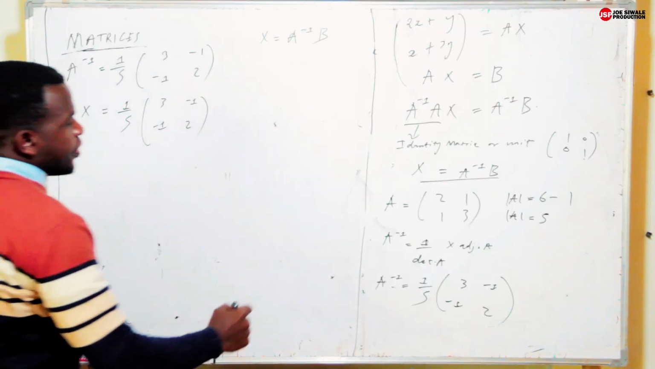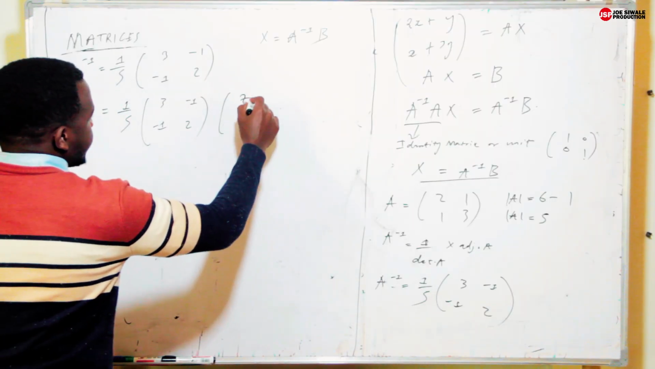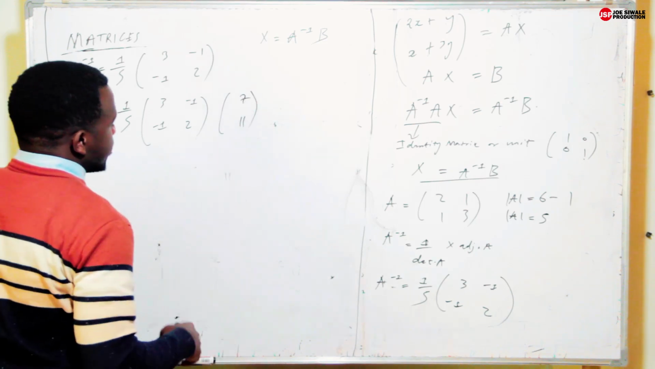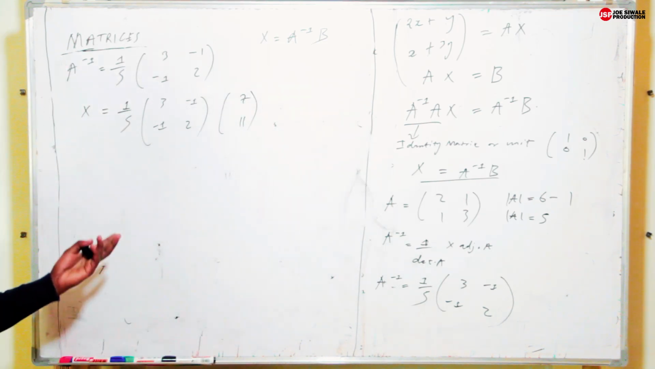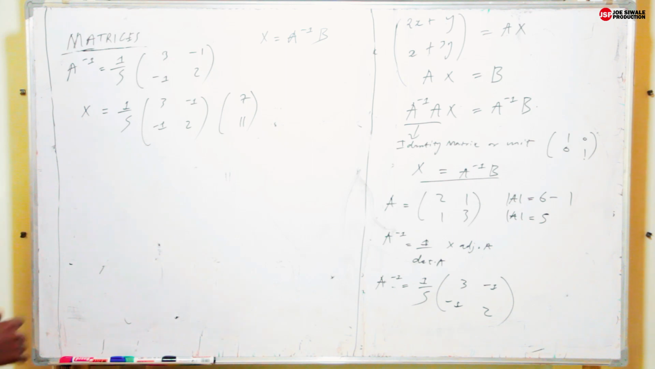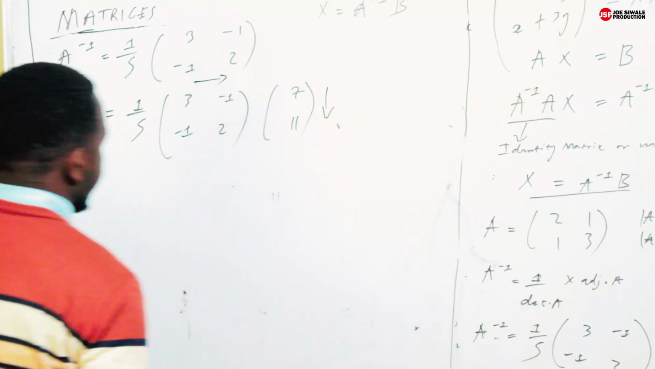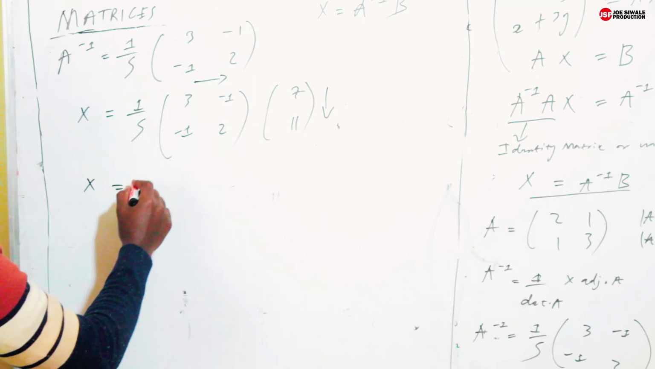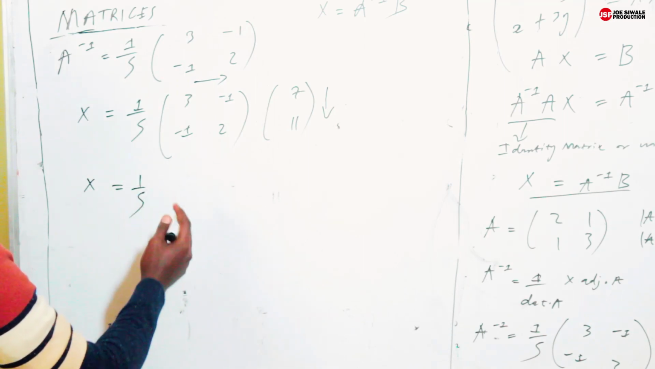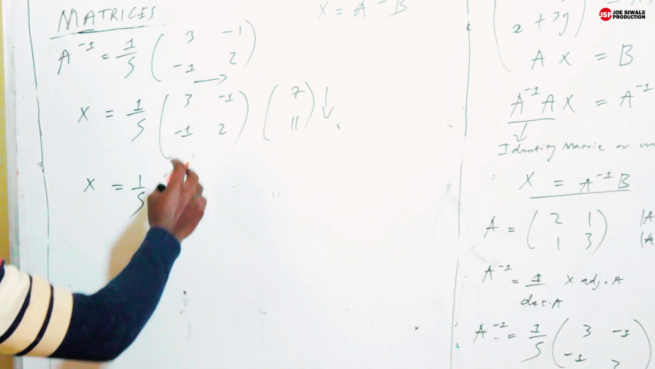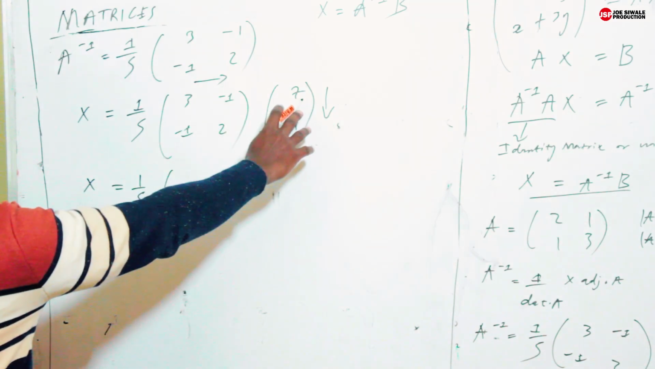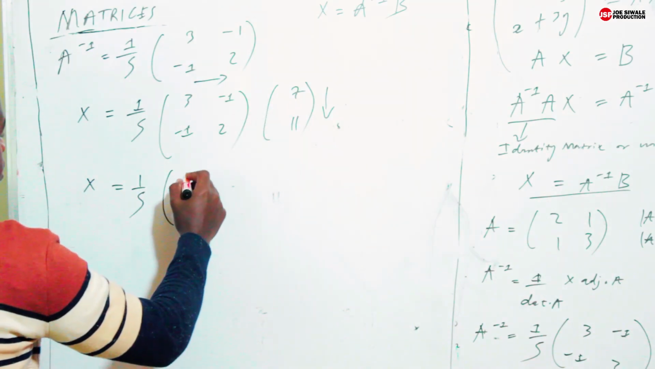Matrix B, we know that that's 7, 11. And we say that matrix B represents the constant matrix. So we can say our row multiplied by the column. So x is equal to 1 over 5. So 3 multiplied by 7, we're going to have 20.